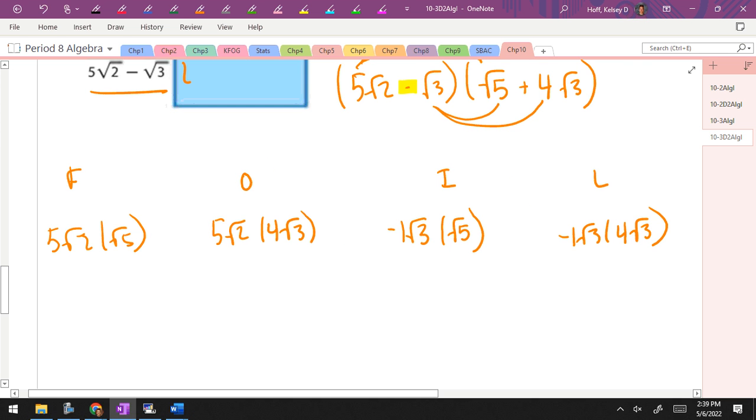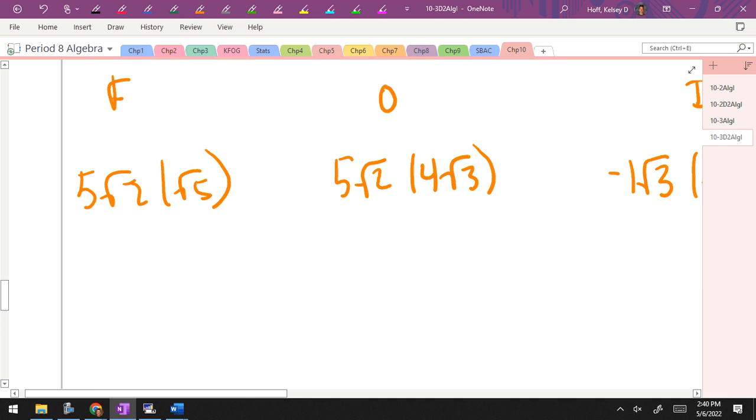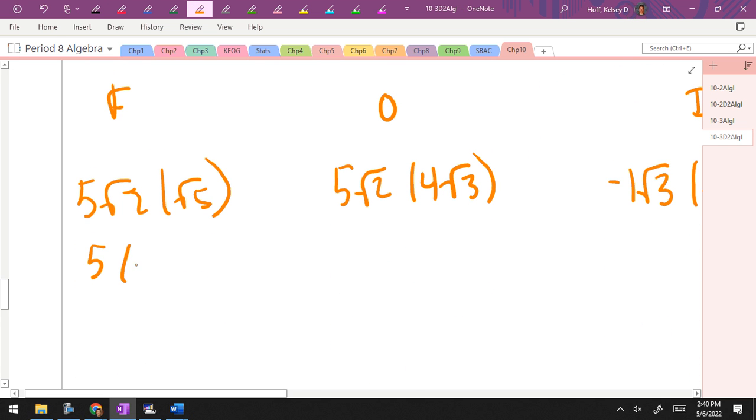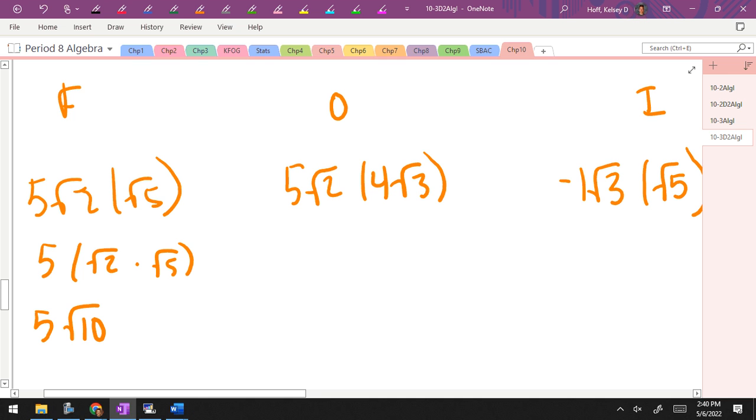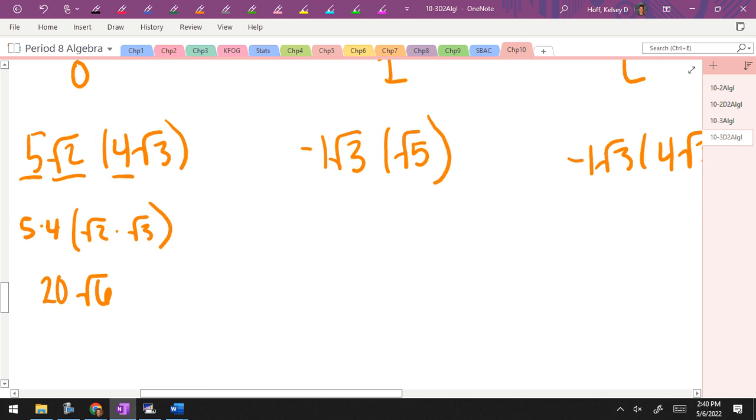Again, I'd encourage you to take one chunk at a time, so I might start with these first ones. I've got 5, and then square root of 2 times square root of 5. So 5 square root of 10. Can you break 10 down into any more perfect squares? Okay, then move on to the next one. I've got 5 times 4, which is, and I've got square root of 2 times square root of 3, which is square root of 6. Can you take 6 and break it down into perfect squares? Okay, so you're good on that one. Move to the next one.